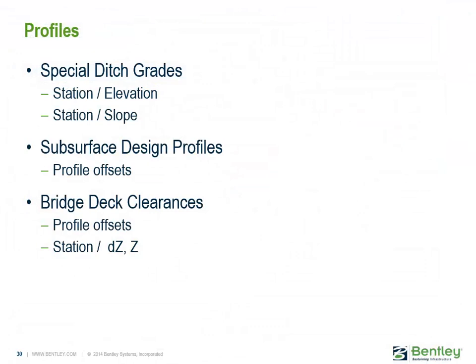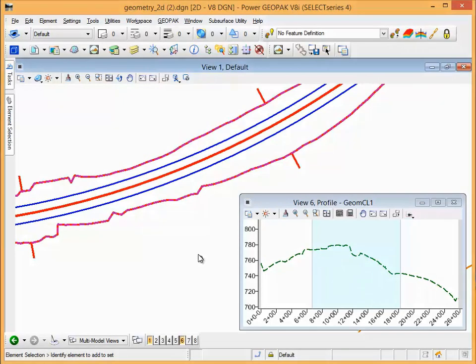You can do the same thing, for example, in profiles. Let's say you've got profiles that you want to place special ditch grades in. You might do that using station elevation mode or station slope mode. Maybe you want to do subsurface design profiles using the profile offset mode of Civil AccuDraw. Or maybe you want to put in some bridge deck clearances using a profile offset or a station with a delta Z. So let's look at a couple of examples here.